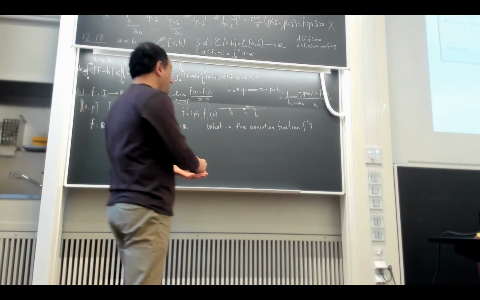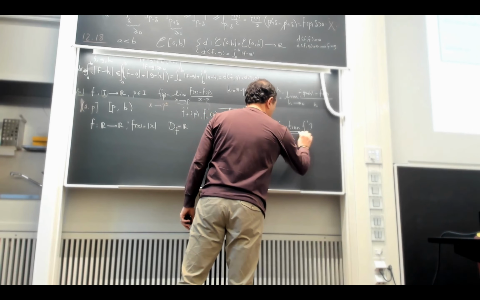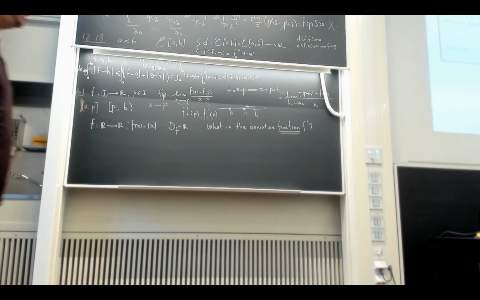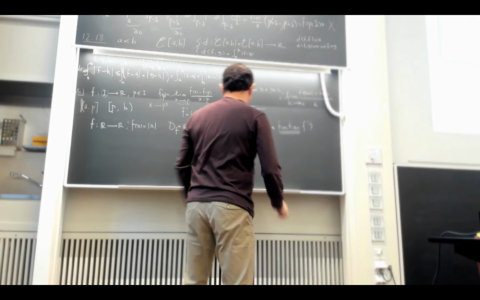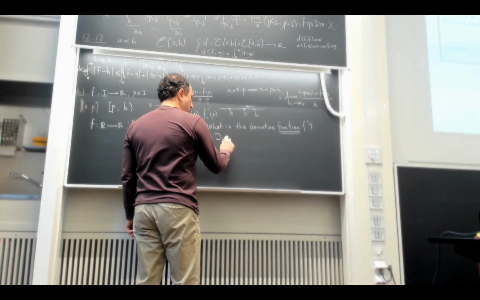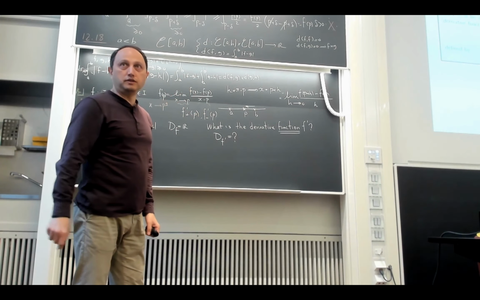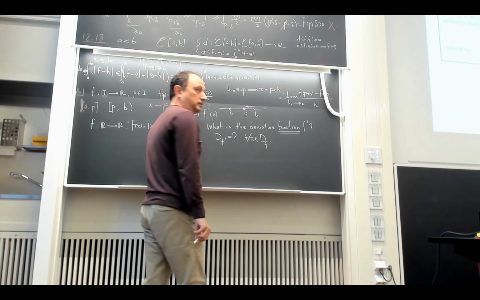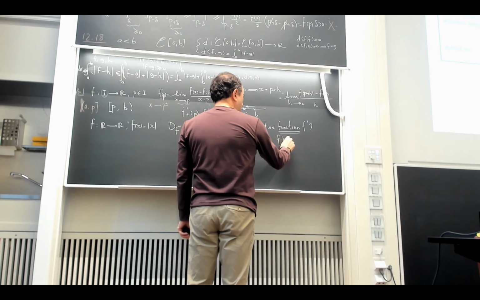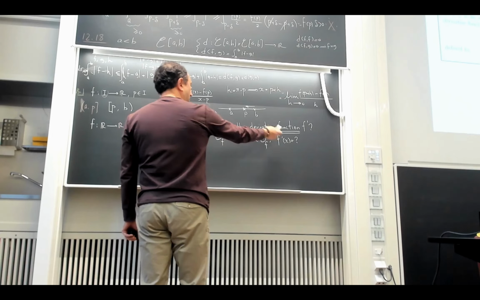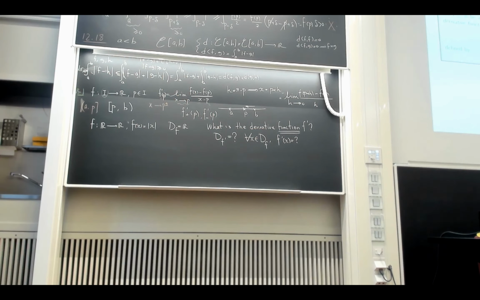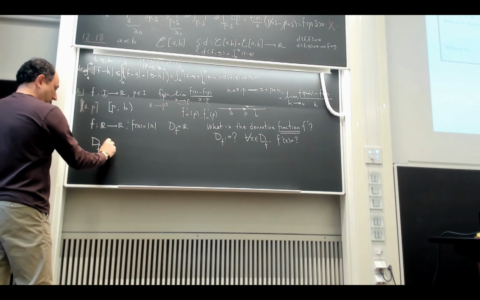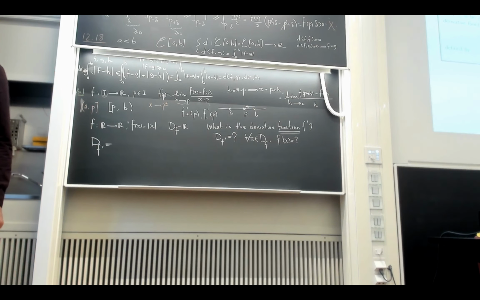So when I ask you to find the derivative function f prime, it means the same thing. It means you need to tell me what is the domain of the derivative, and for every x in the domain of the derivative, you need to tell me what is f prime of x. So be careful about the word derivative function. Okay, but can you tell me in mathematical language, what is the definition of the domain of f prime?